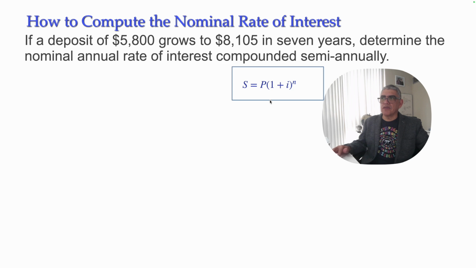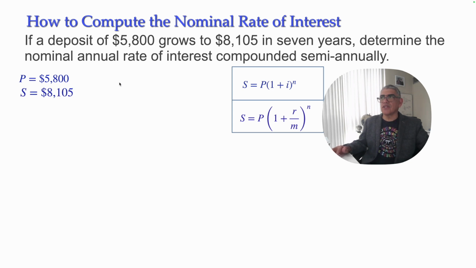Again, we start with the formula that we know, the future value formula, and we just take note of whatever we know. We know that the present value is $5,800, that the future value is $8,105, and that happened in 7 years. We need to find the nominal rate of interest, and that nominal rate of interest is compounded semi-annually. So m equals 2.